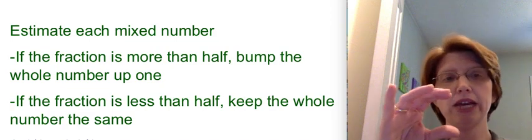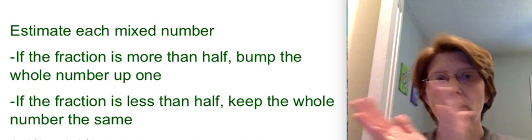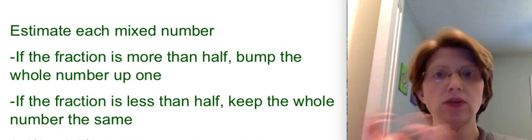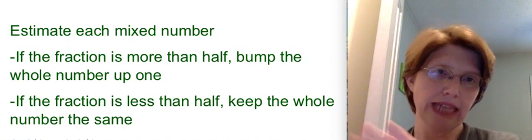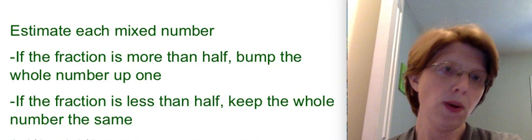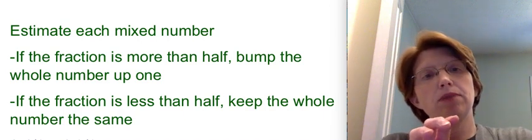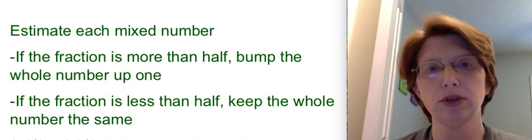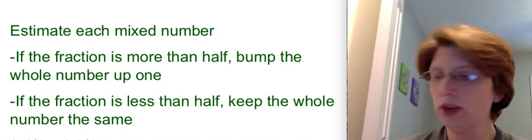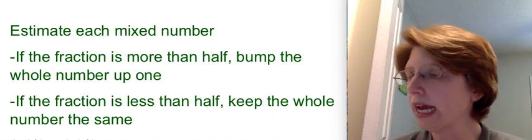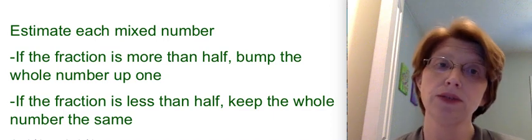But if I have 3 1/4 a cup, it's closer to how many? 3 cups. Okay, so if the fraction is less than half, we keep the whole number the same. It doesn't go down, but it stays the same because that means that the fraction is not big enough to bump us up closer to the next number. Okay, so what they want you to do on 1 through 9 is round each factor to the nearest whole number and then estimate the product.